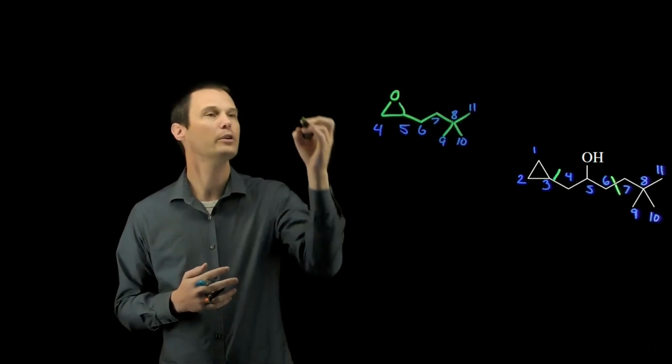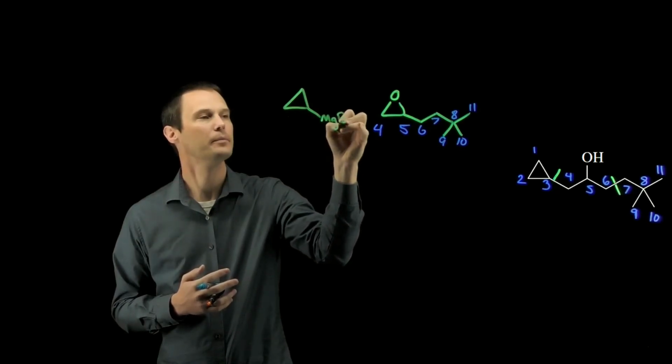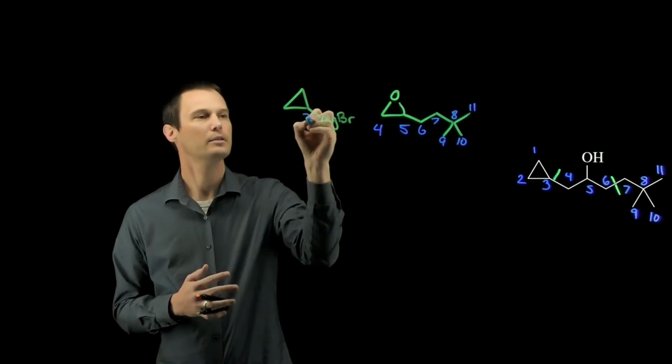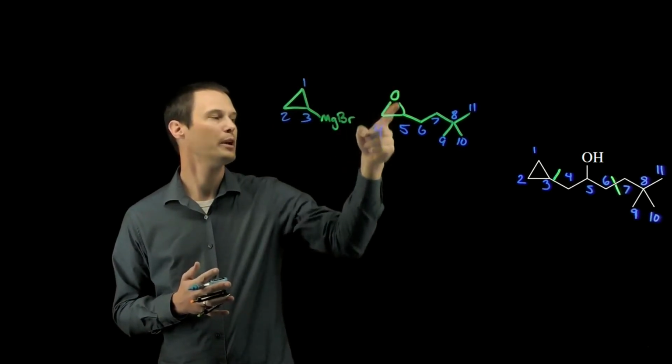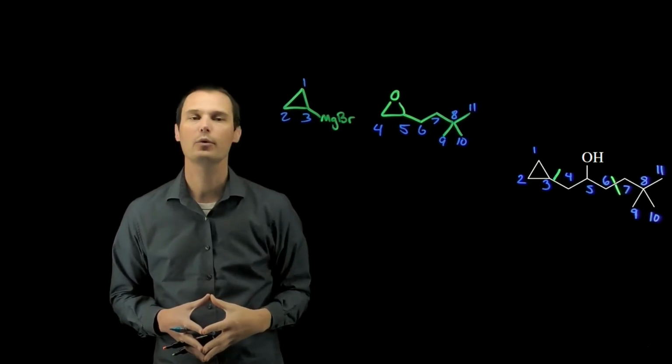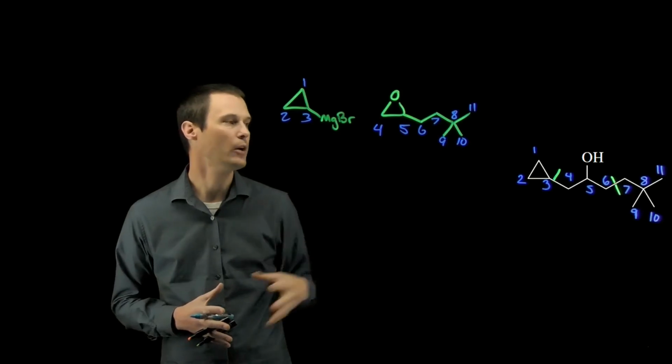Carbon number 3 could be a Grignard that could attack and open this epoxide. So this Grignard reagent at carbon number 3 can attack carbon number 4 to open up the epoxide, and then after acidic quench would form the alcohol at carbon number 5. This would be one strategy to make this alcohol.